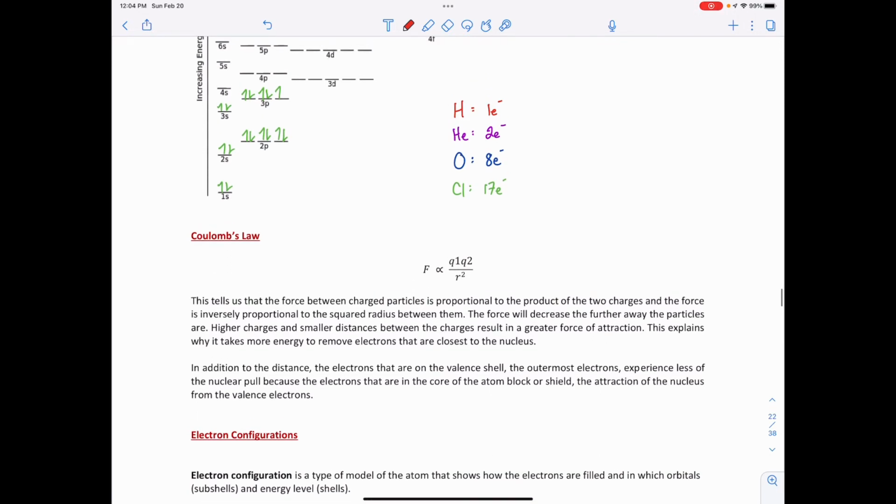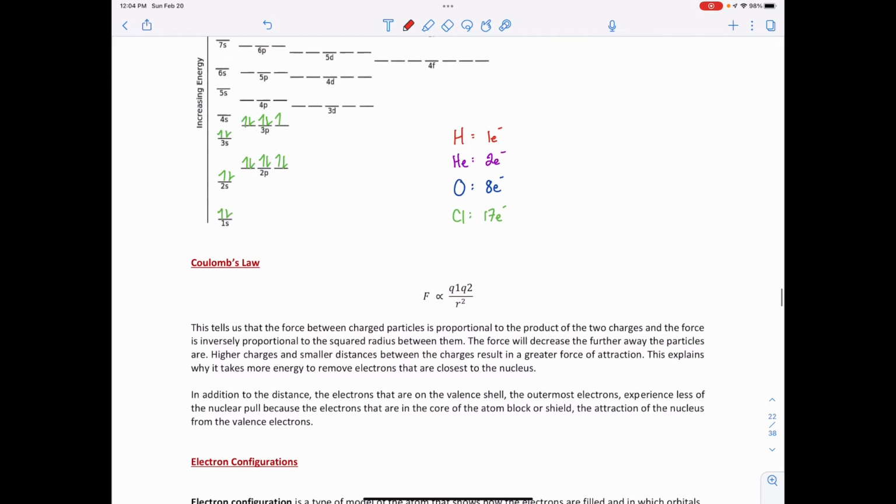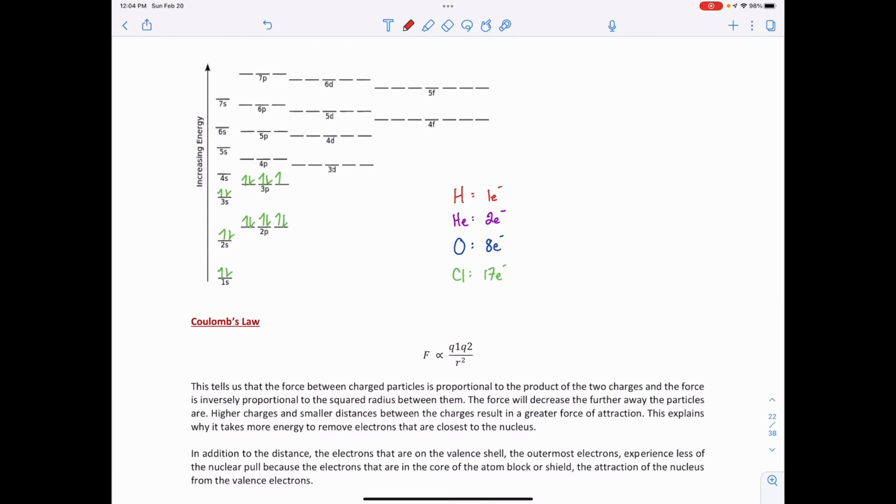In addition to the distance, the electrons on the valence shell, the outermost electrons, experience less of a nuclear pull because the electrons in the core of the atom block or shield the attraction of the nucleus from the valence electrons. These energy diagrams do a pretty good job of showing which electrons are actually removed during ionization. If I imagine that the nucleus is at the very bottom, then these 1s orbital electrons are very close to the nucleus.